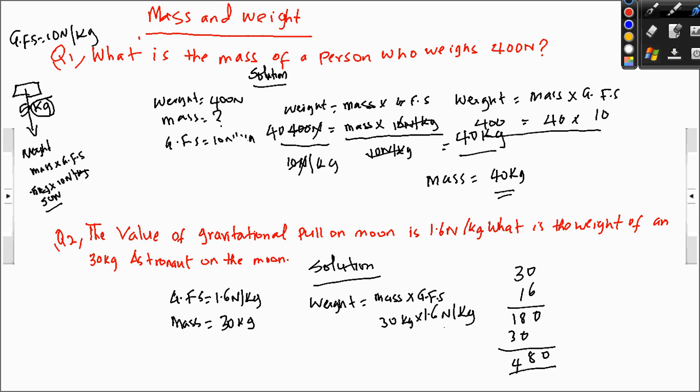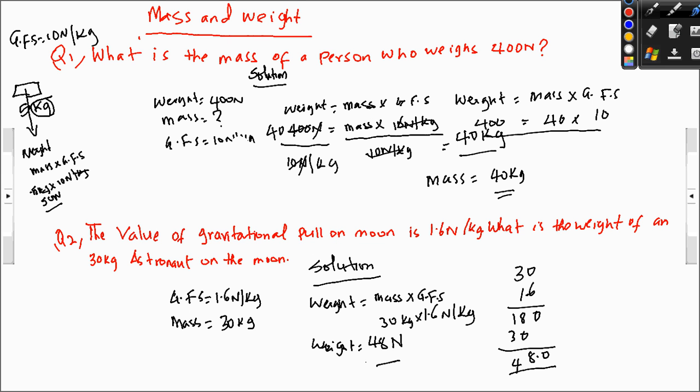480. Now don't forget we had a decimal point which we removed before, so we need to return it back here. And if you return it back here, we have to count back one decimal point. So that tells you the weight of this astronaut is going to be 48 Newton, because the unit for calculating weight is Newton. So this person has a weight of 48 Newton on the moon.